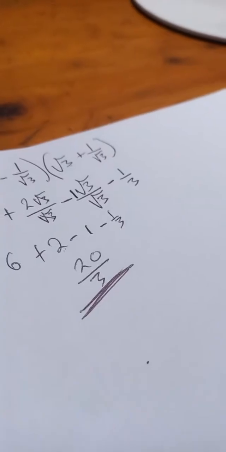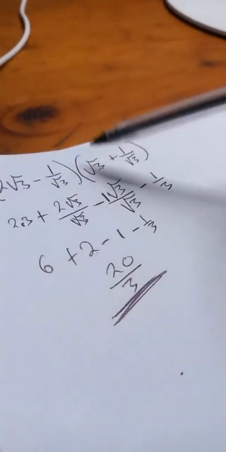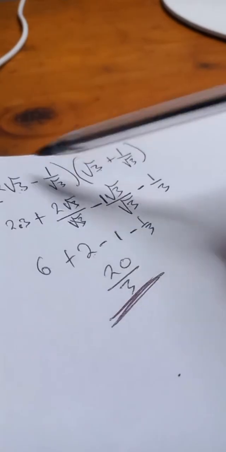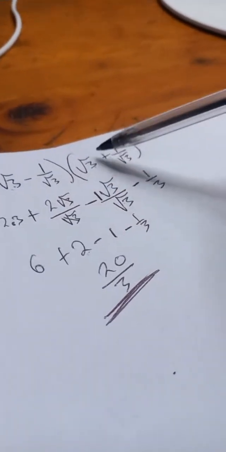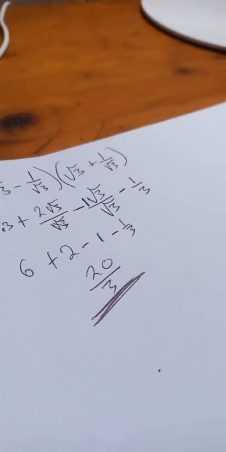Don't be confused by these guys. The moment it's square root of 3 times square root of 3, the answer is going to be 3. Don't be confused.